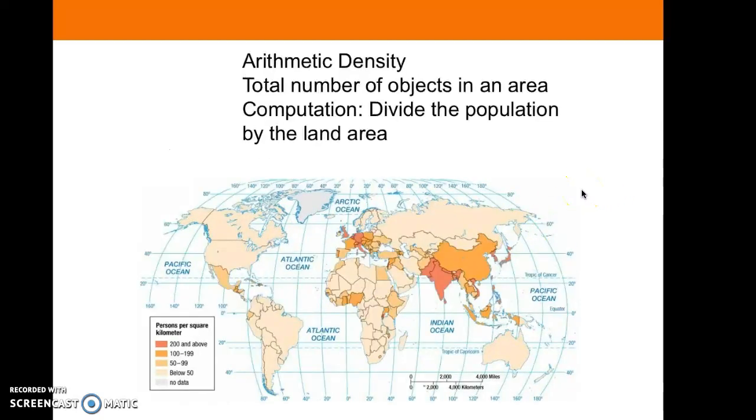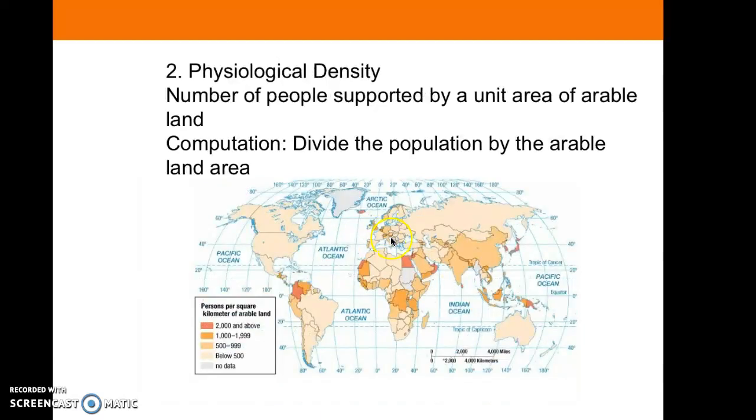So China, if you look here, and India, Pakistan, Bangladesh, these areas are so densely populated, right? They have the highest population densities. Same thing with Germany and Italy. But when you look at physiological density, there's not enough farmland to support that high level of density. So they have a lower physiological density. And you'll find higher physiological density in places like Colombia.